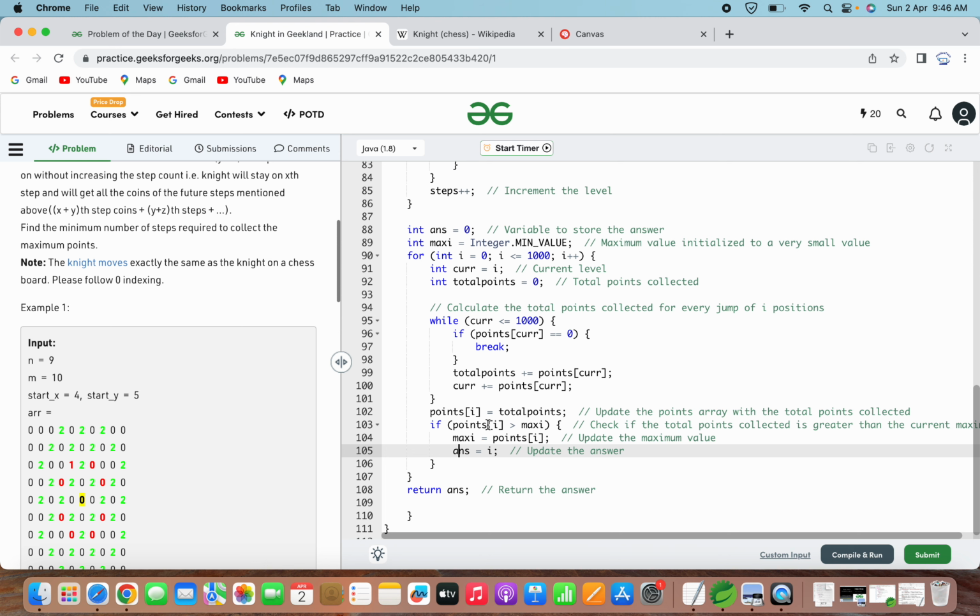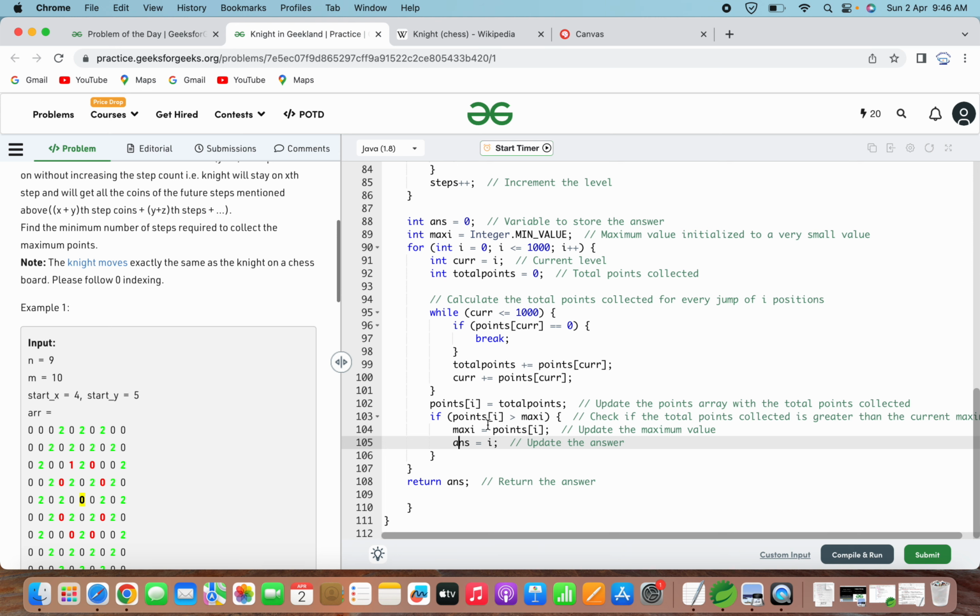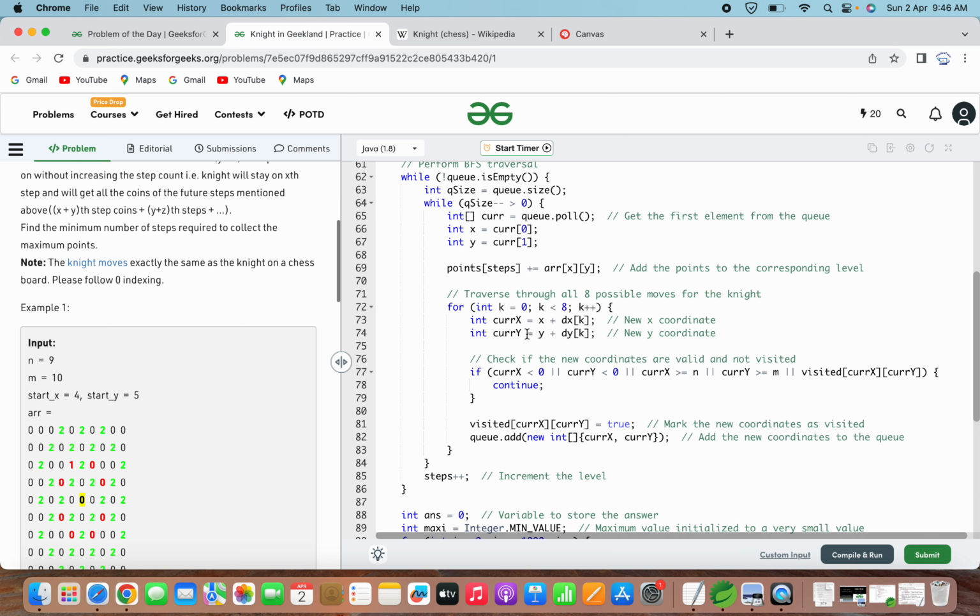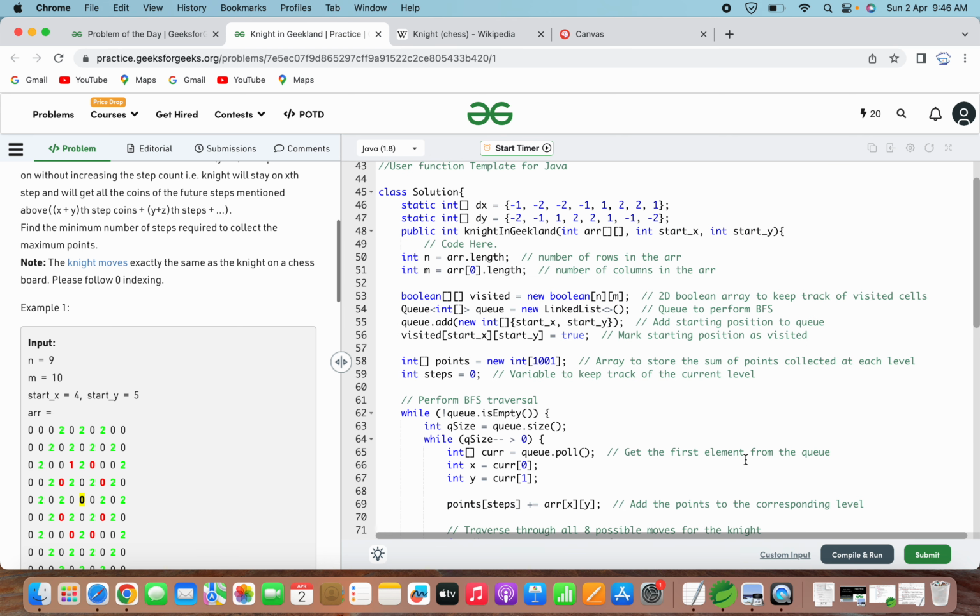Okay, then update the points array with the total points collected and check if the points collected is greater than the current maximum, and update the maximum value and return the answer accordingly. So I hope this explanation is clear, that how we are approaching that solution. So that's all in this coding part. So let's try compiling this code.